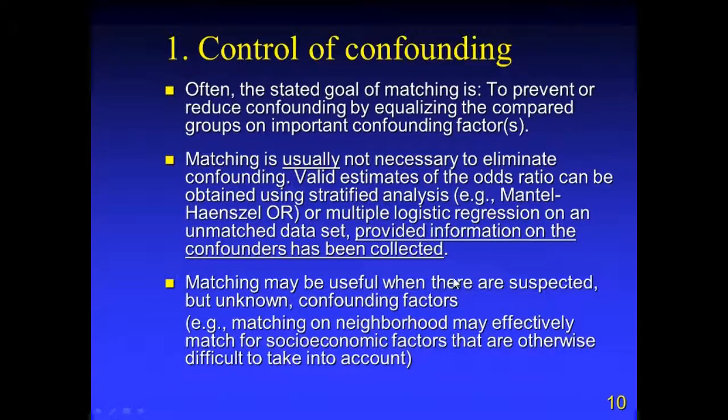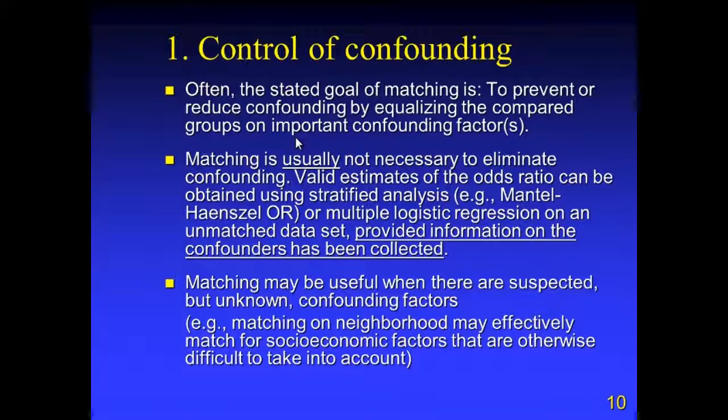So I think I've largely covered why we eliminate confounding by matching, by removing that correlation with the outcome. But a point I really want to make here is, for the most part, matching is not necessary to eliminate confounding. Provided we've got a decent sample size, then simply by carrying out a stratified analysis or a multivariate analysis and taking into account the confounding factor, we can completely take care of any confounding that may be occurring.